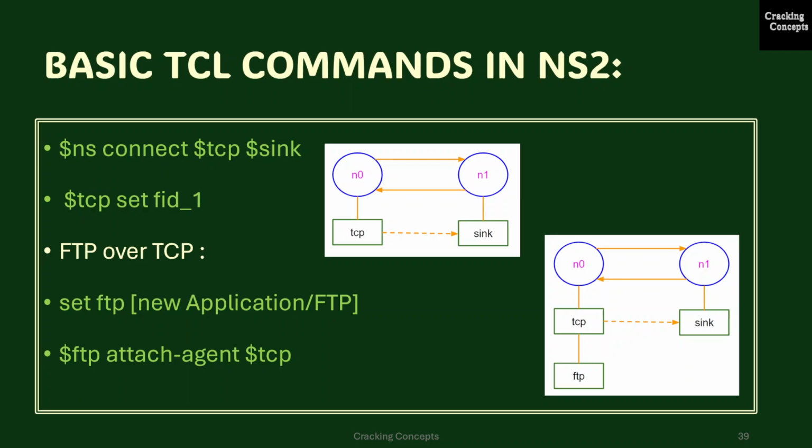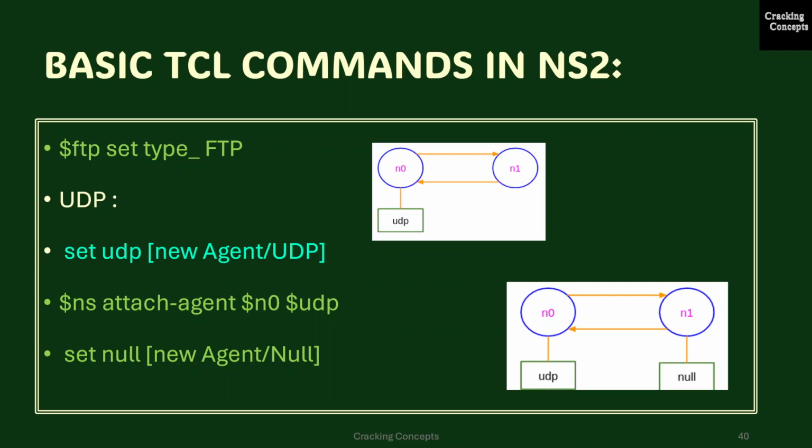The command set FTP [new Application/FTP] gives a pointer called FTP, which indicates the FTP application. Next, we attach the FTP application with the TCP agent, as FTP uses the services of TCP, which is done by $FTP attach-agent $TCP. That process is shown in this diagram. And we have another attribute called set type. The set type is given as FTP.